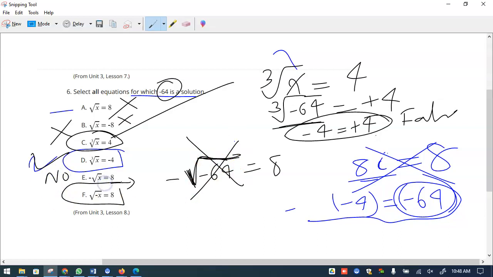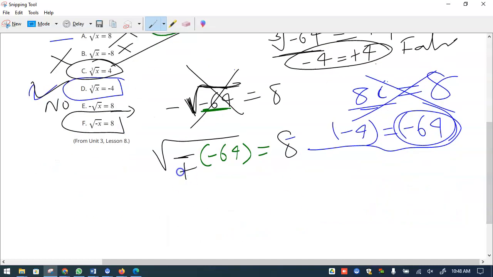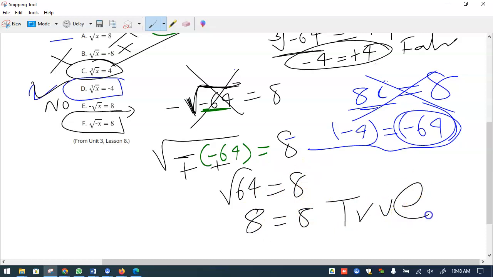What about the last one? So square root of minus, and there is a minus 64 here. So we need to put minus 64, and you're seeing this equals the 8 on the right. And you can see these two negatives make it positive. So you get square root of 64 is 8, and square root of 64 is 8. 8 is 8. This is true. And that's why this is correct.